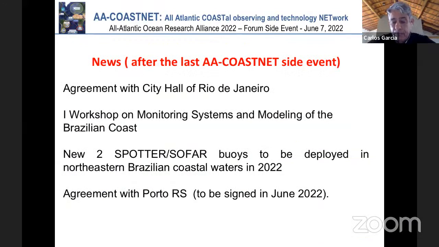So since the last meeting in June last year, we have some new advances on CEST. We had an agreement with the City Hall of Rio de Janeiro. We had the first workshop on monitoring system and modeling of the Brazilian coast in November last year. We received two new Spotter Sofar buoys to be deployed in a region in northeast Brazil. And we also have an agreement with Port AES, a contract of about $500,000 for the next 2 years.